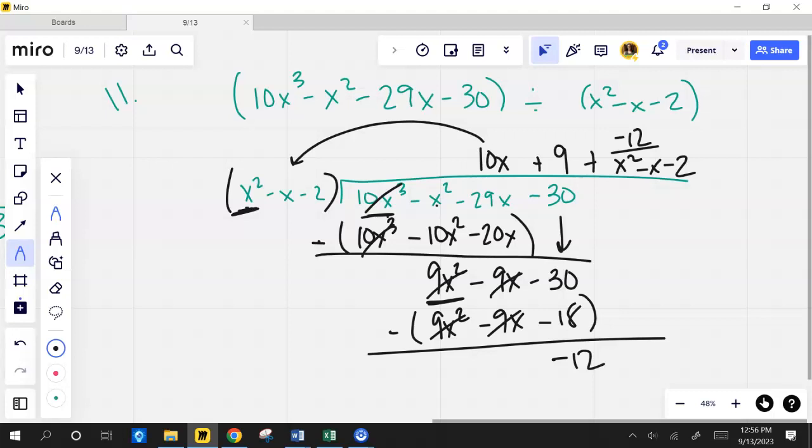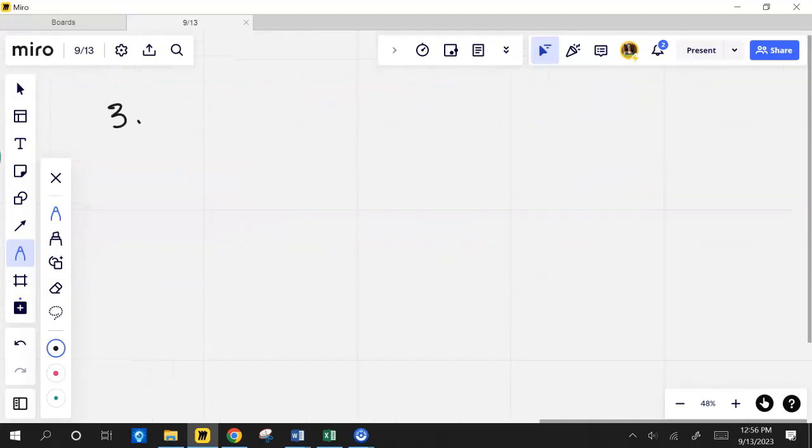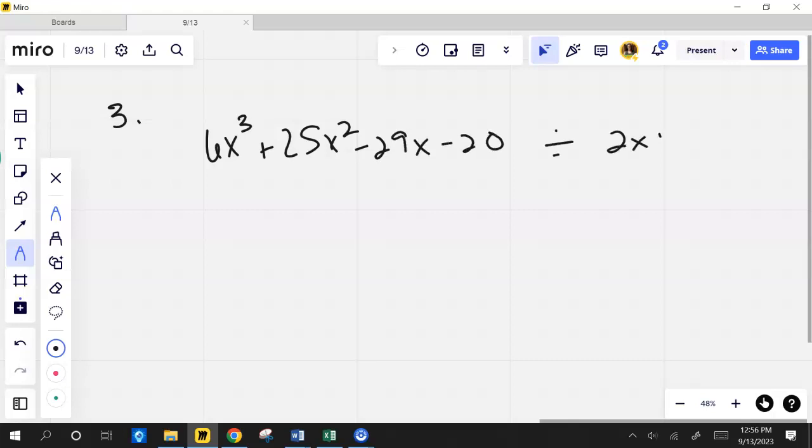Slade, which one did you say? 6, 3? 6x cubed plus 25x squared minus 29x minus 20 divided by 2x plus 1. Actually, it doesn't say to find the zeros. It just says to use division to completely factor. So first thing I'm going to do is divide. Oh, sorry.